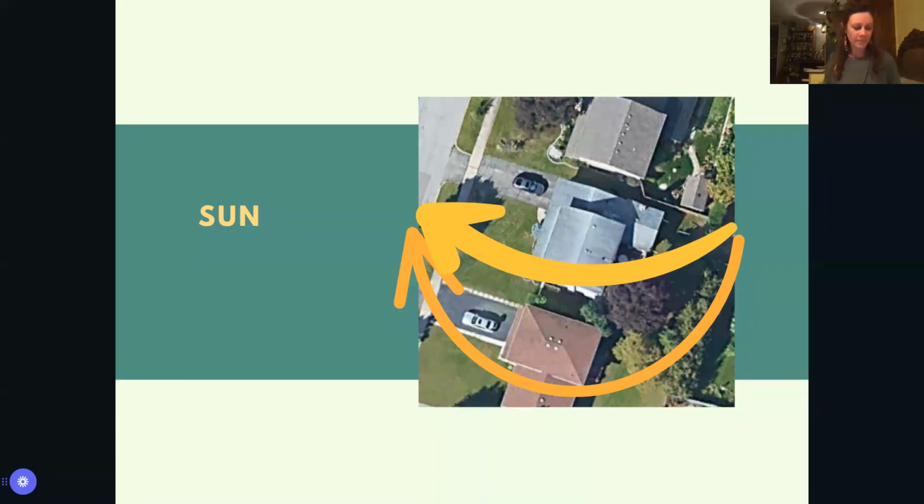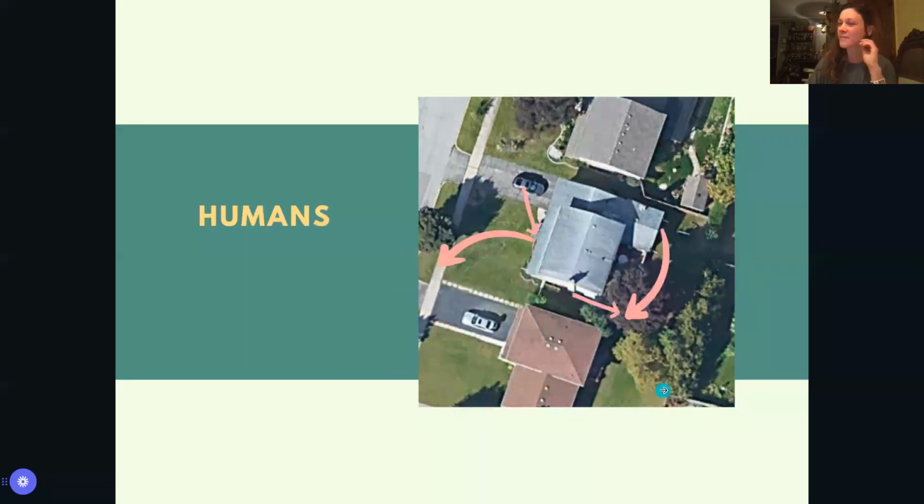Amazing. And now you can see where your full sun areas are as well. Good stuff. Next, we're going to do human flows.